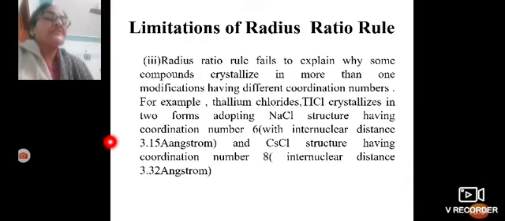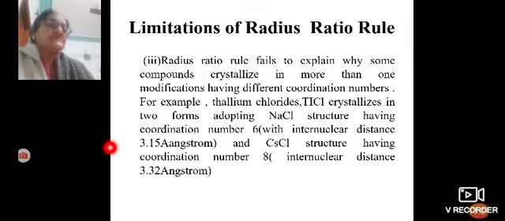The third limitation is that the radius ratio rule fails to explain why some compounds crystallize in more than one modification having different coordination numbers. For example, thallium chloride crystallizes in two forms: adopting sodium chloride structure having coordination number 6 with internuclear distance 3.15 angstroms, and cesium chloride structure having coordination number 8 with internuclear distance 3.32 angstroms.